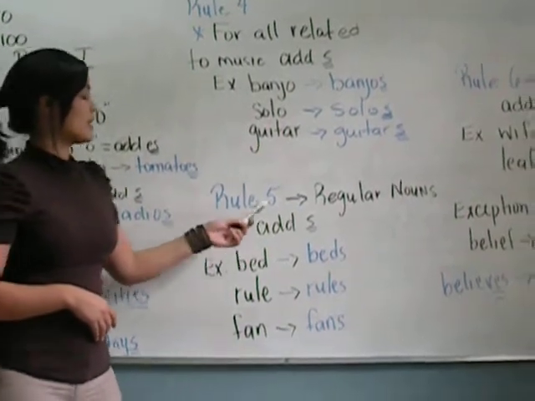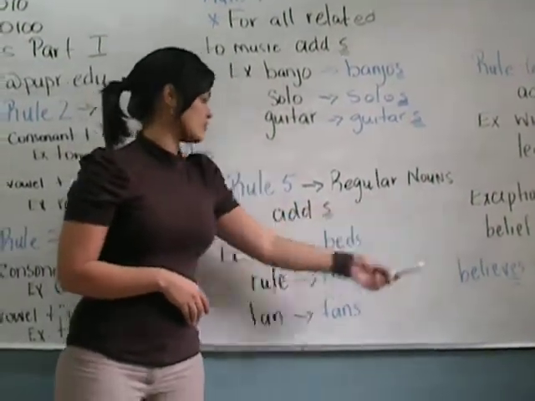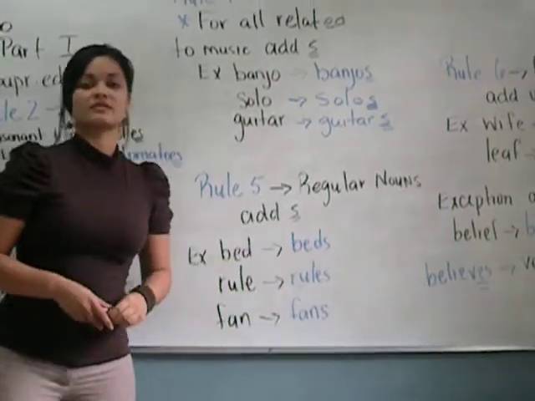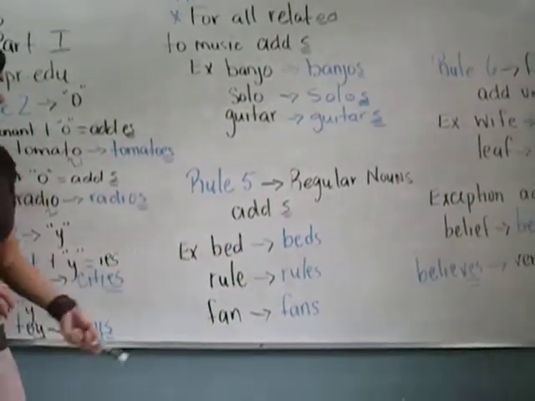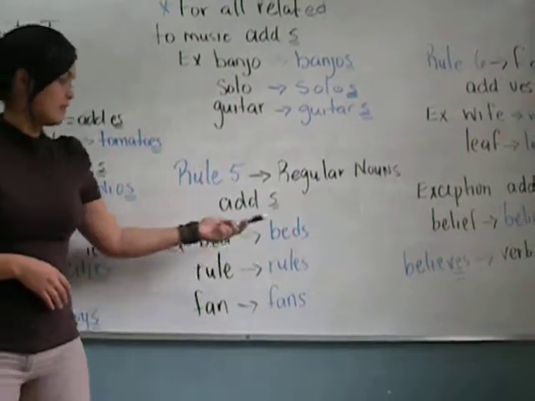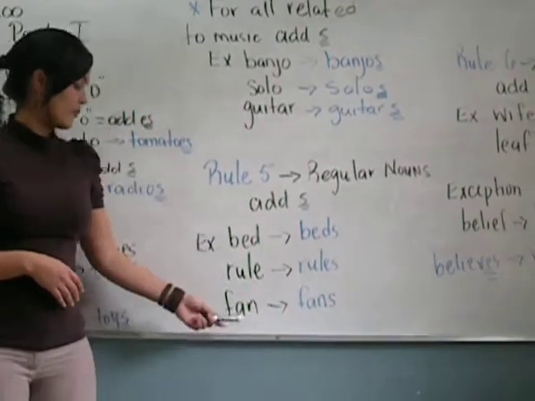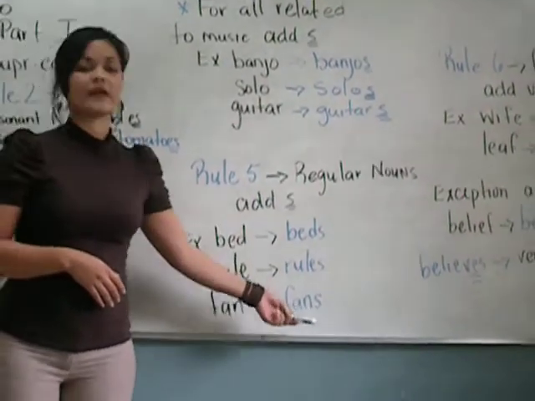Rule number 5 is the rule of irregular nouns, which equals adding S for all those words that do not relate to any other of the rules. Example, bed ends in a D, beds. Rule ends in a vowel, rules. Fan ends in a consonant, fans.